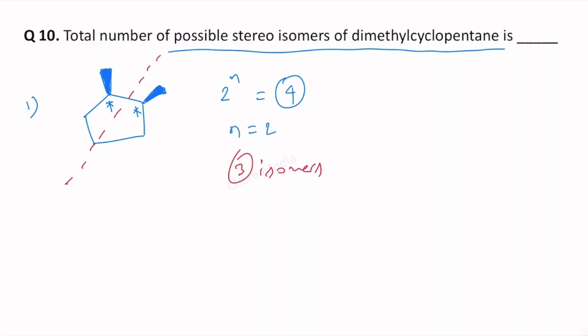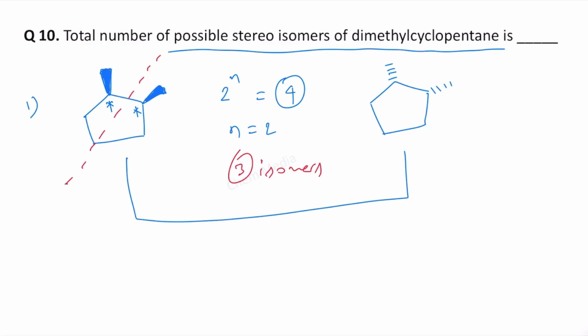Because one of them is a meso compound. This one as well as this one are identical. Whether you put both the methyl groups up or both the methyl groups down, they are one and the same, because you can reach this one if you rotate the molecule 180 degrees. Whether you are rotating clockwise or counterclockwise, it doesn't matter. If you rotate 180 degrees along the plane of symmetry, then you can get the other one. So, that means both are identical.